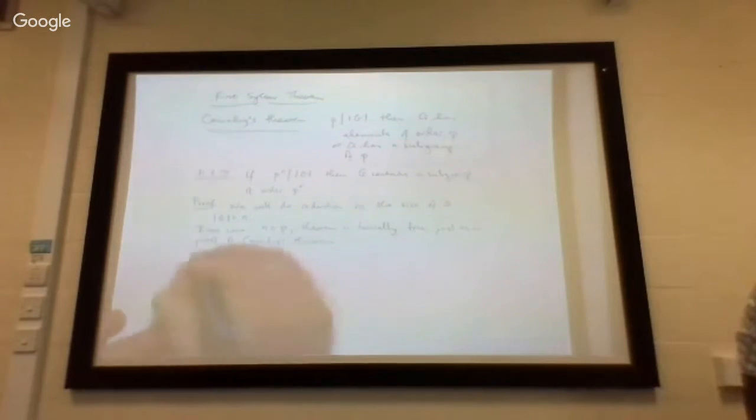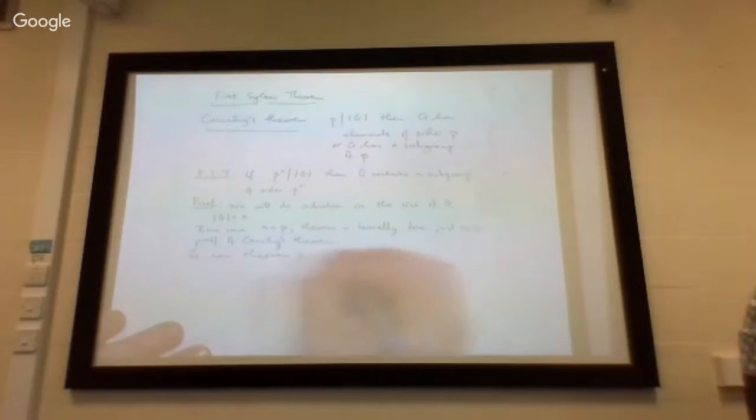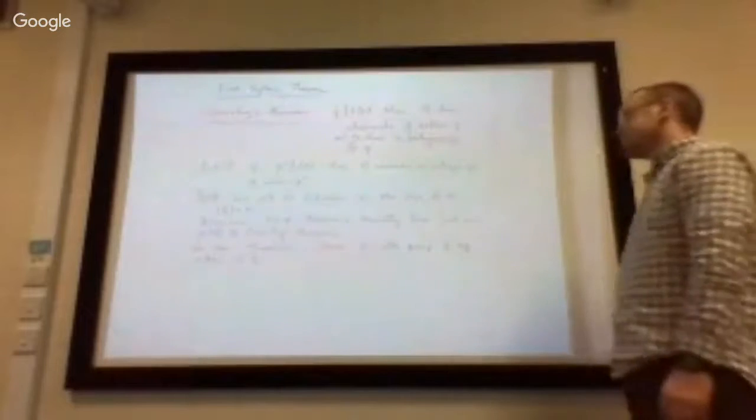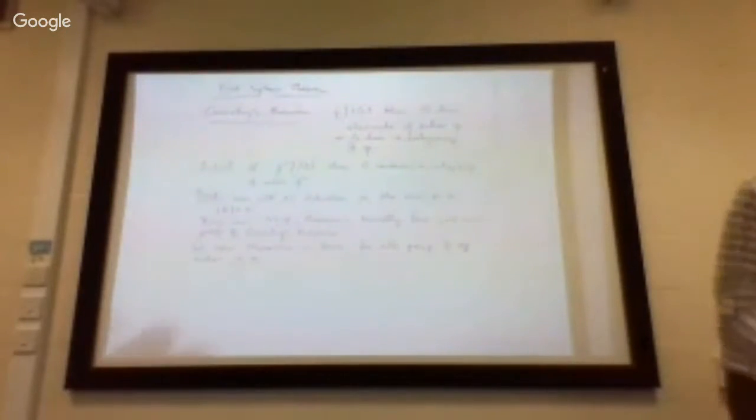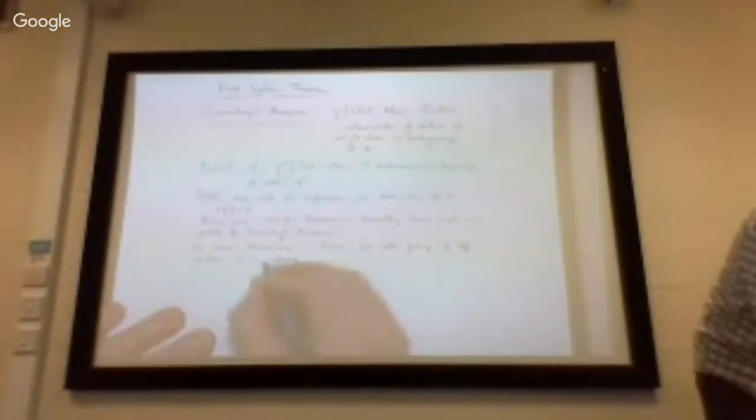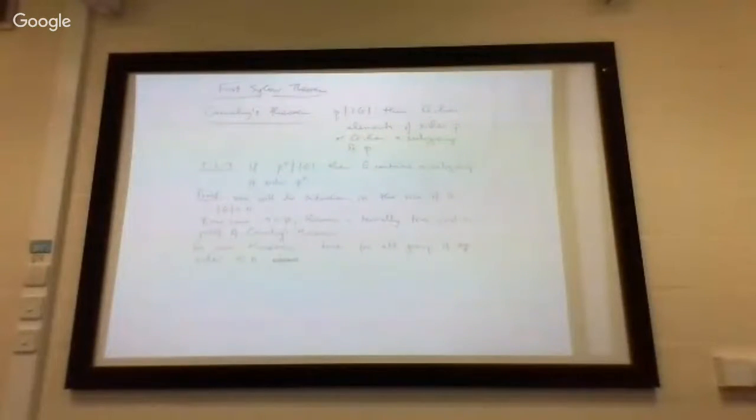Okay, so now assume the theorem is true for all groups of order strictly less than this n, whatever n is. The theorem is true for all of these. So where some power of p divides the size of these smaller groups, we're assuming that they all have subgroups of the required size.